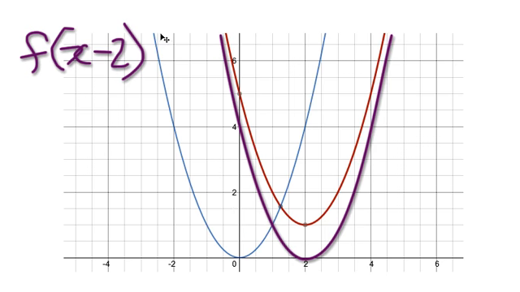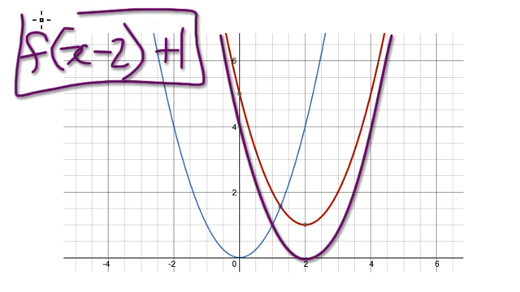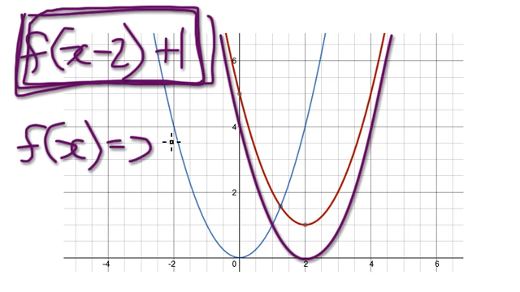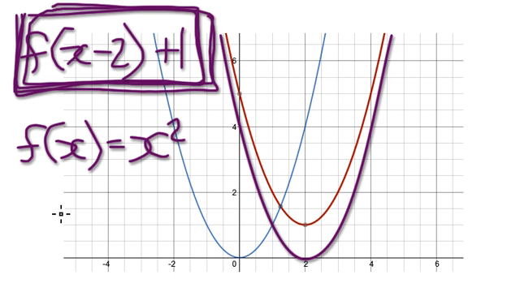And then we need to add 1, just so that we can move that up. So the red line can be given by this. When we first started out, it was f of x equals x squared. Now we want to apply these two transformations. First, you would put x minus 2 into the x here.